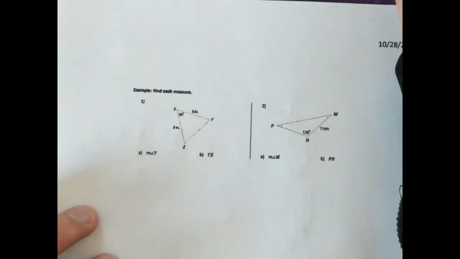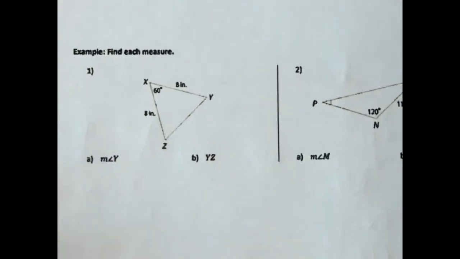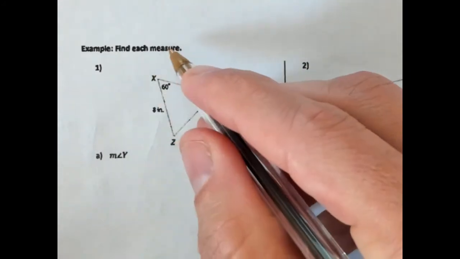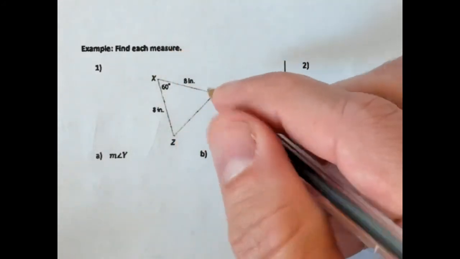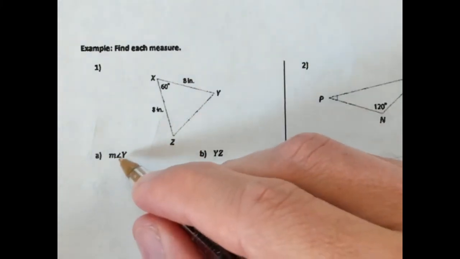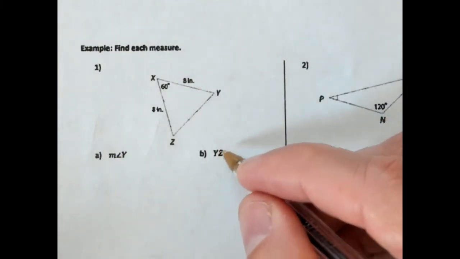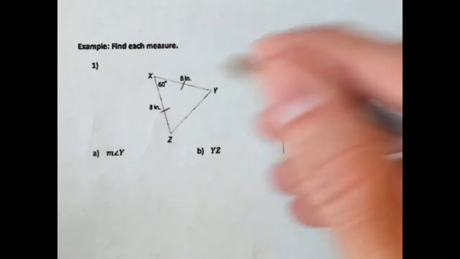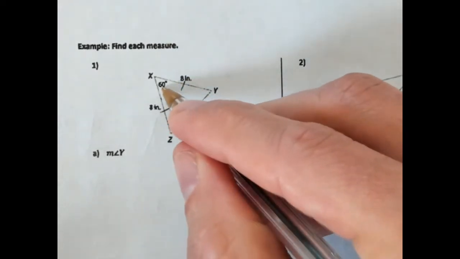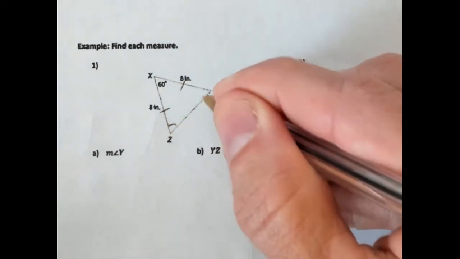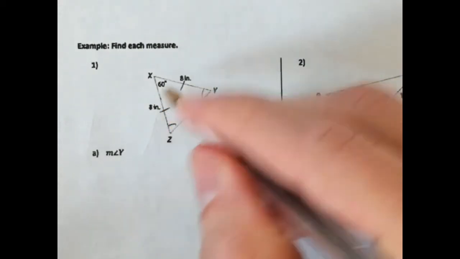Let's zoom in the other way. So we have, it's a little hard to read, 8, 8, and 60. Find the measure of each angle. We're looking for the measure of angle y, and the length of yz. So we know these are the same, and we know this is 60. So if these are the same, that means these two base angles are also the same. So we're going to call this 60, x, and x.